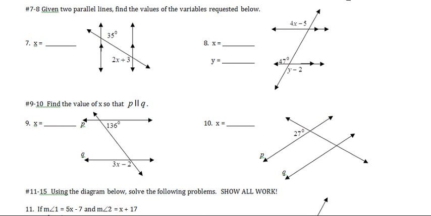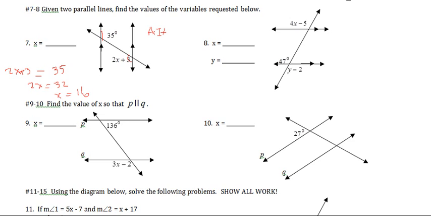Alright, next one. We're told that these lines are parallel and we're trying to solve. We see that this angle right here and this angle are alternate interior angles. Alternate interior angles are congruent. So I'm going to get 2x plus 3 equals 35. I subtract 3 from both sides, and that gives me 32, which means that x is going to equal 16.